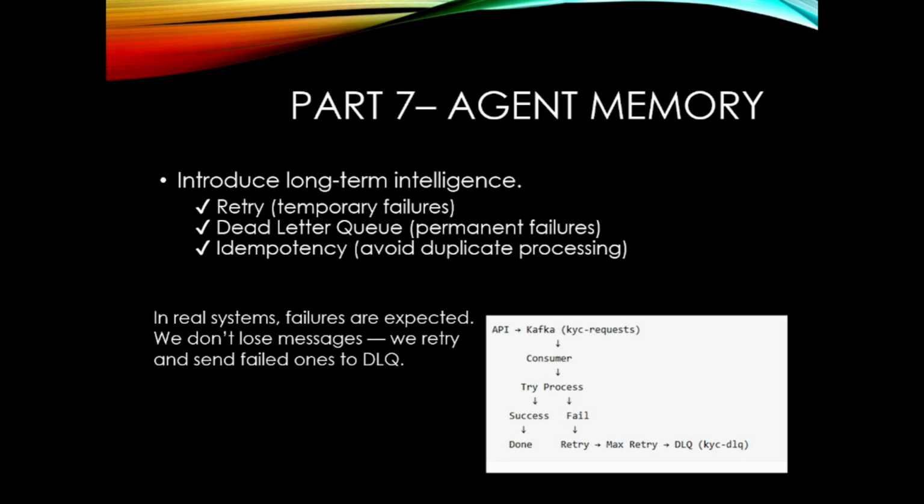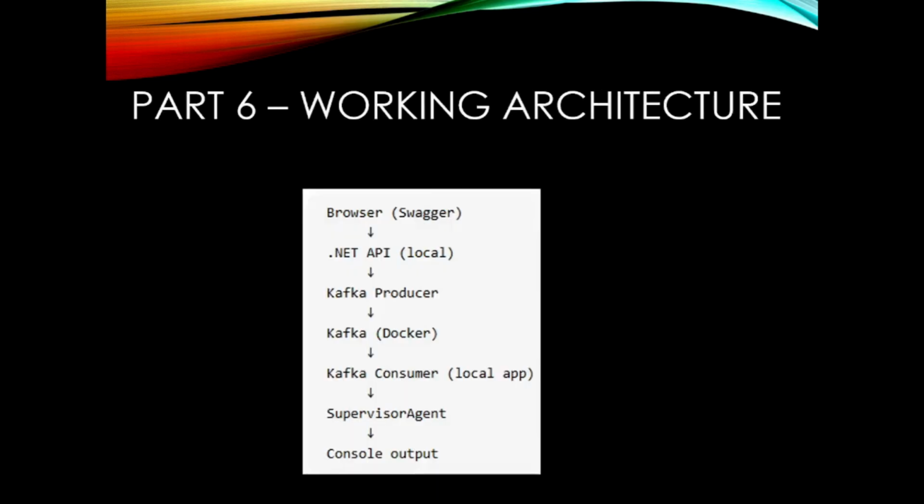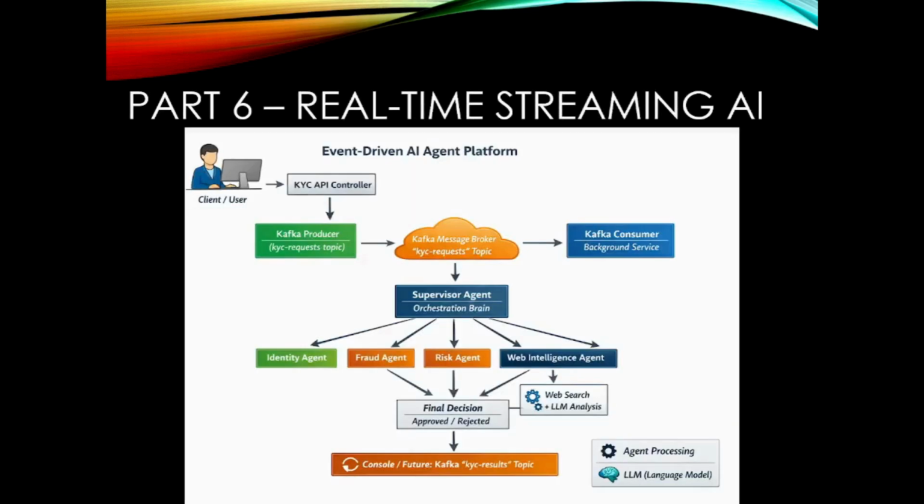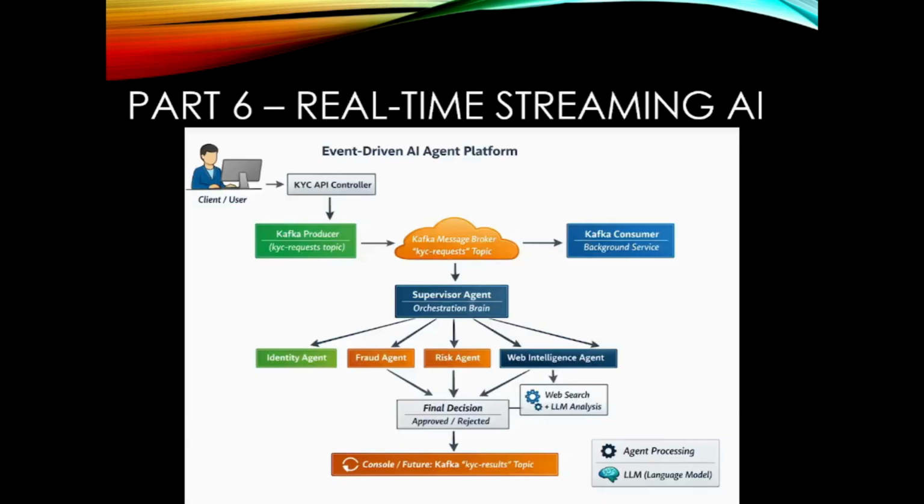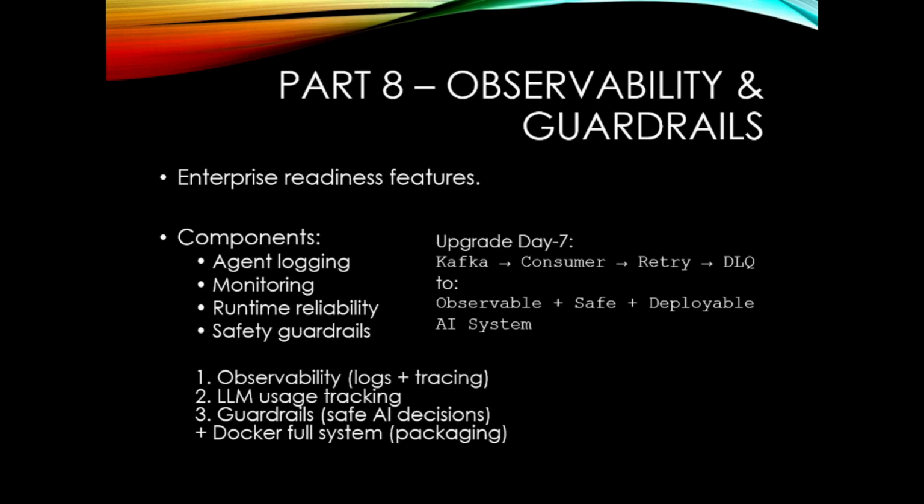So the Apache Kafka consumer tries: on success, it is done, but on failure, it retries up to the max tries, and then goes to the dead letter queue. Just like we have a normal queue, we are dropping the message in the KYC-request topic, but in case the data is not processed, the message will go to the dead letter queue, DLQ, KYC-DLQ, and this is KYC-request. And the last one is whatever we have done in part 6, part 7.